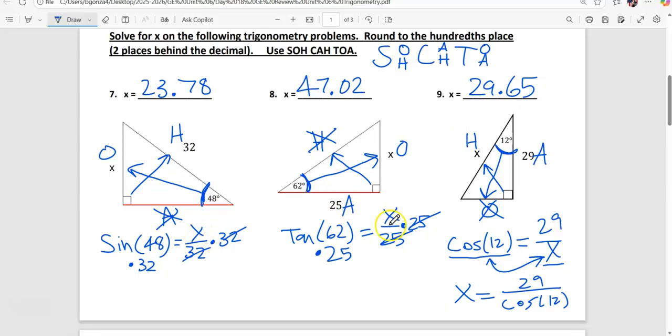Okay, so these are 3 regular solving for a side trigonometry problems. You know what to do when x is on top, you multiply. When x is on bottom, you switcheroo. Okay.